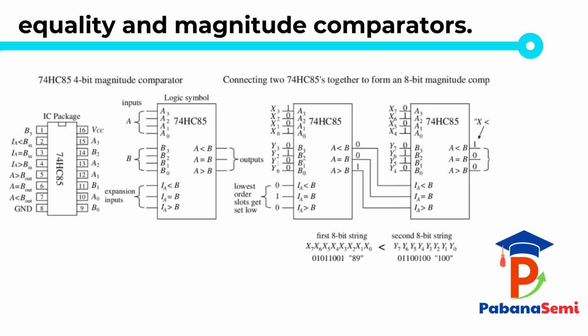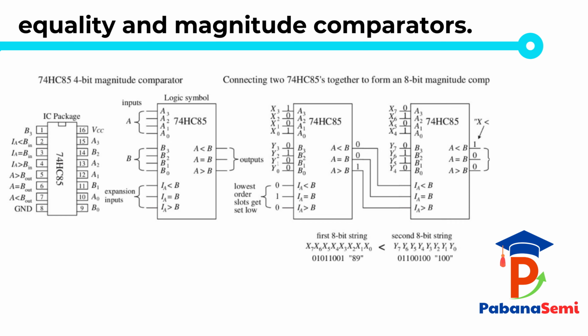On the right side, you can see two 74HC85 ICs connected to form an 8-bit comparator. Here's how it works. The lower 4-bit comparator handles the least significant bits. Its outputs feed into the expansion inputs of the higher 4-bit comparator. This ensures priority logic. The higher-order comparator dominates unless the upper bits are equal, in which case the lower comparator result is used. This cascading mechanism allows us to build 8-bit, 16-bit, or even wider comparators using modular IC blocks.